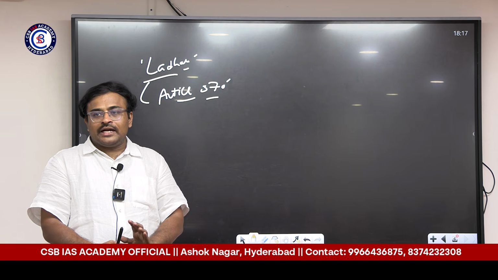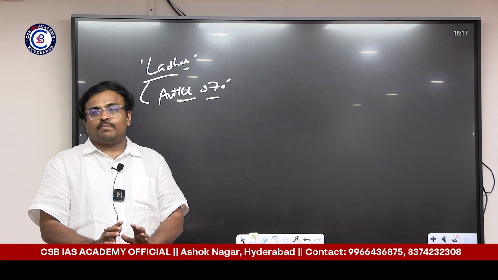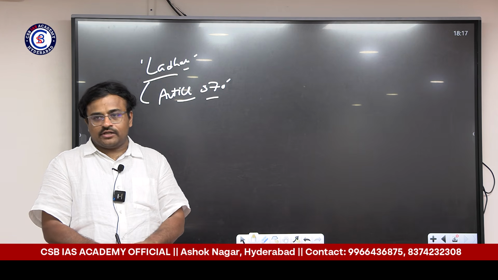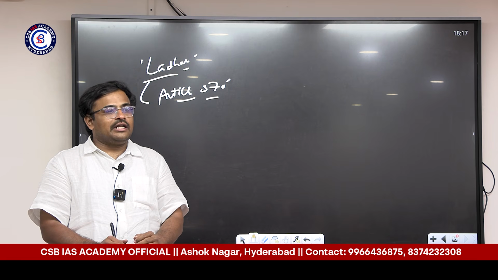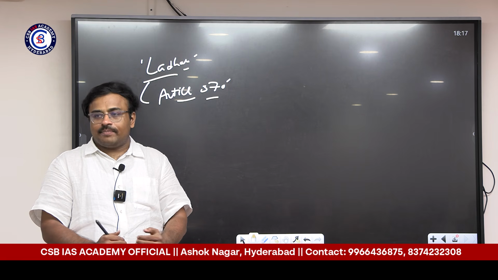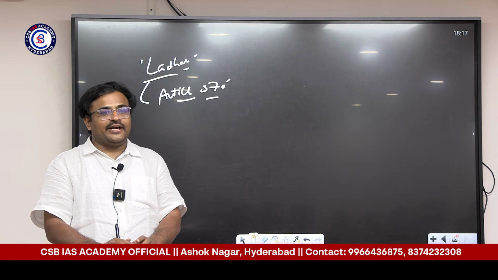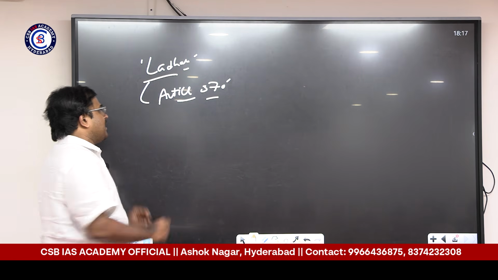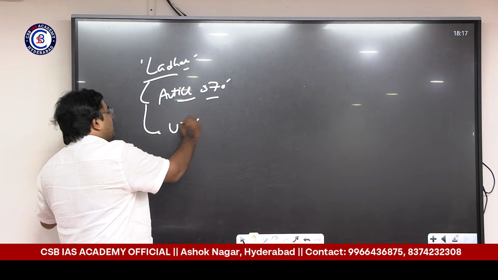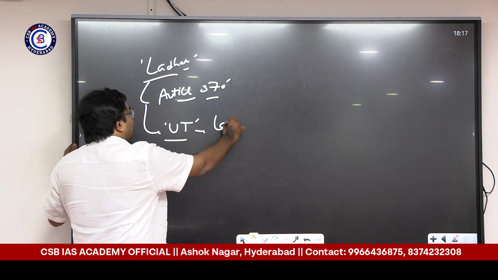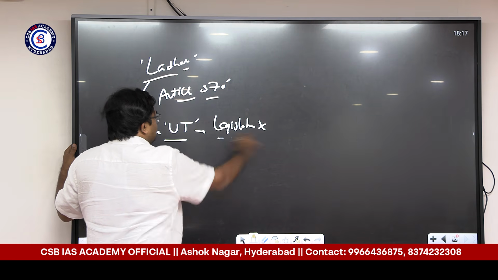Now till 2019, Ladakh was part of the Jammu and Kashmir state. Because of which, at least at the state level, they used to have some representation. But in 2019, when Article 370 was abrogated, Ladakh was converted into a union territory. But the union territory was created without a legislature.